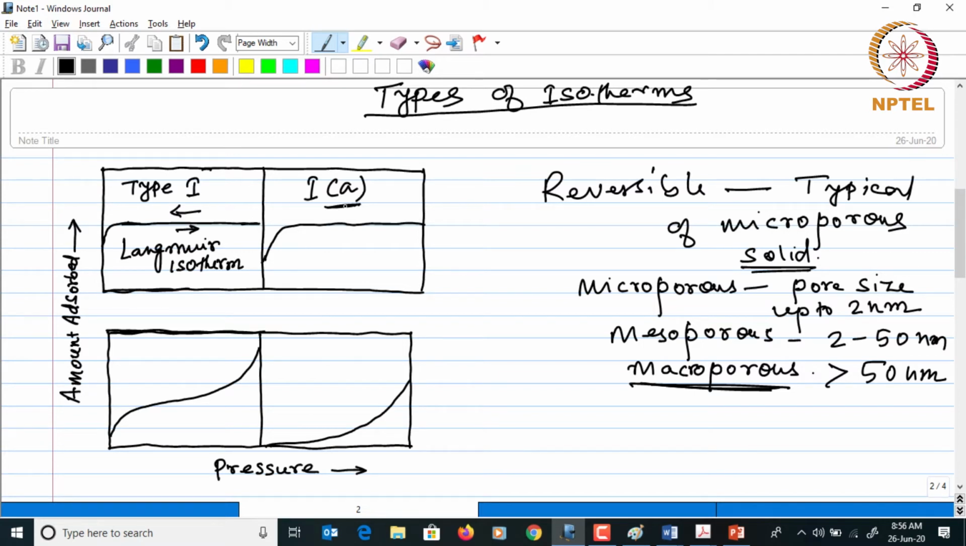The next one is type 2, which is here. This is also a reversible type isotherm as shown by these arrows. And this kind of isotherm basically corresponds to materials that are non-porous or macroporous.